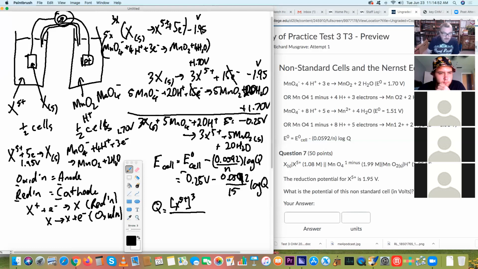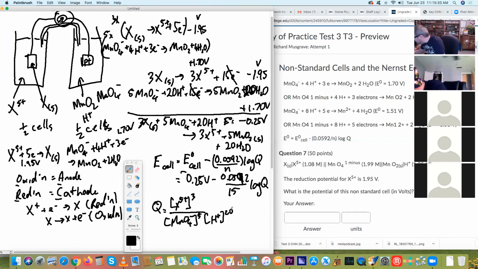So the other things that are in there, we've got X5+ to the power of 3. The MnO2 is a solid, that's not included. The X is a solid, that's not included. The MnO4 minus has a concentration associated with it, and that's going to be to the power of 5. And then we've got the H+, which is to the power of 20.